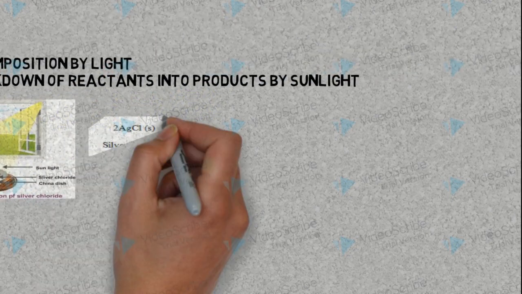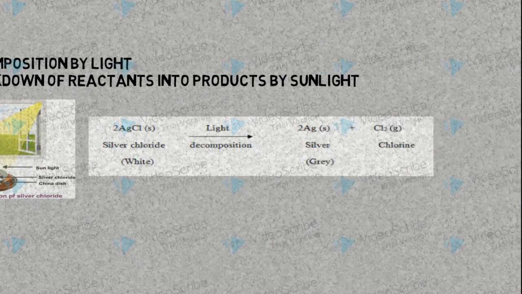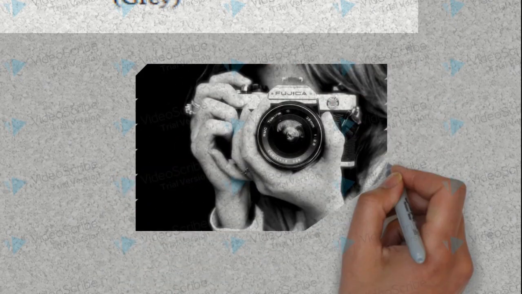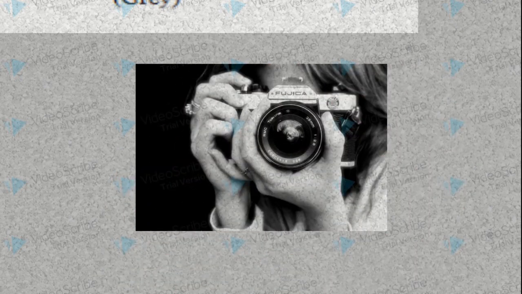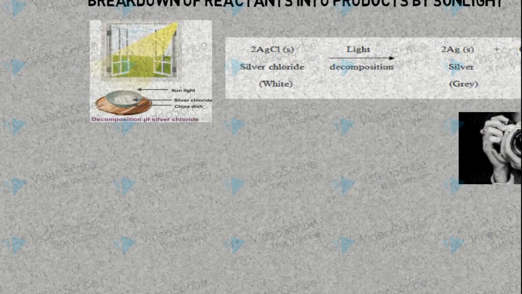Now this sunlight will break the bond of silver chloride and silver and chlorine are separated out. As you know, silver is of grey color, so this white color changes into grey color as silver as a separate element is liberated here. Have you ever wondered which reaction is used in black and white photography? It is also decomposition by light.